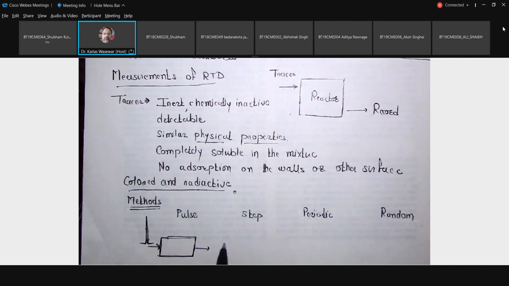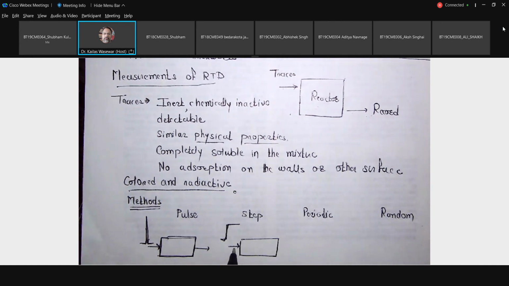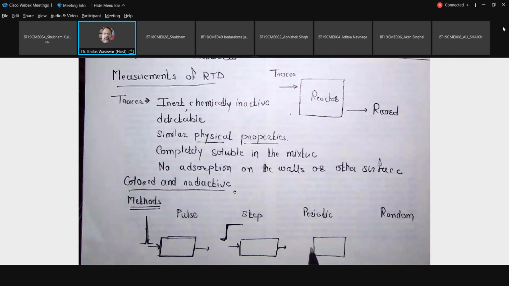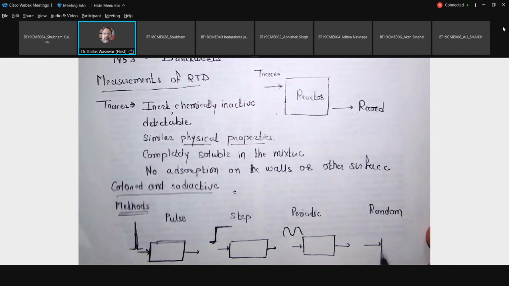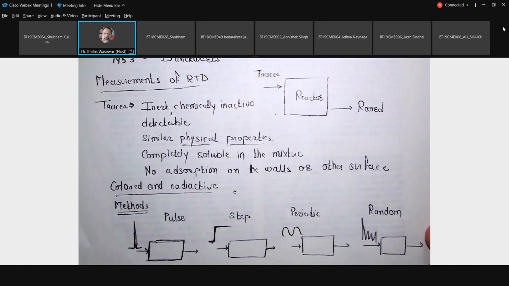In the step input, we are just switching to the tracer concentration. That means suppose there is a continuous flow of the reaction mixture or reactant, and immediately we shift to the tracer, and then continuously it will pass through the reactor. For the periodic one, the nature of the input will be like this: slow, zero concentration, then increase it, increase it. Random, any kind of distribution. Any kind of tracer we can give. Type in the sense of input type.